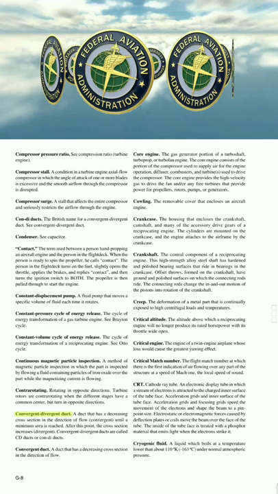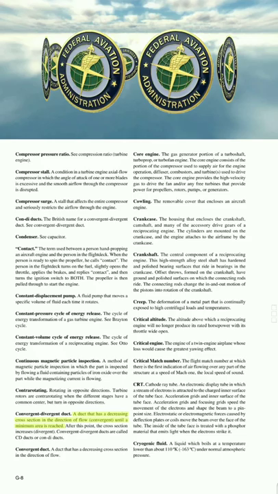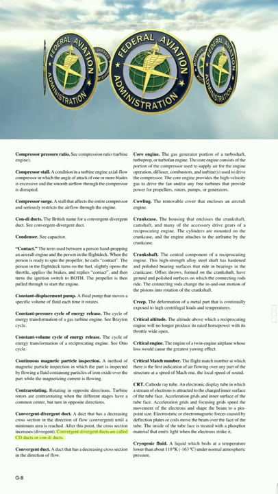Convergent-divergent duct. A duct that has a decreasing cross-section in the direction of flow (convergent) until a minimum area is reached. After this point, the cross-section increases (divergent). Convergent-divergent ducts are called CD ducts or con-di ducts. Convergent duct. A duct that has a decreasing cross-section in the direction of flow.